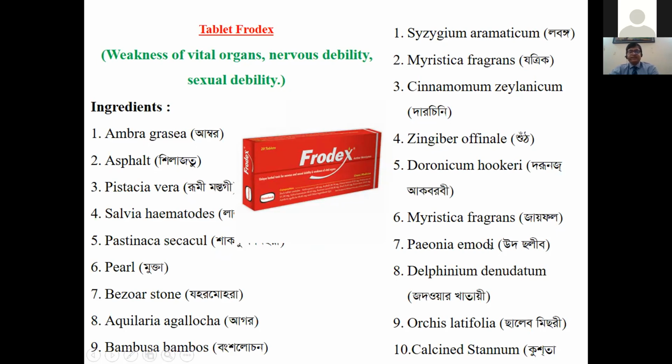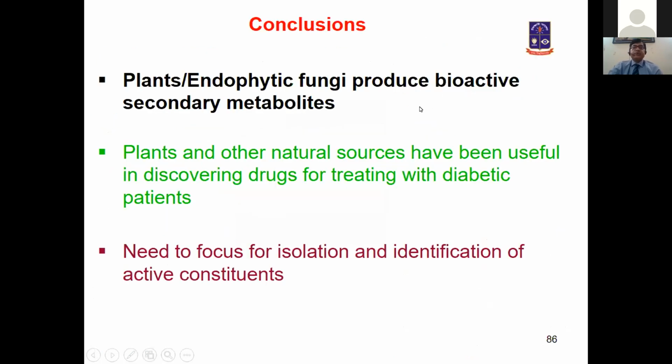So from all this information, we can say that plants, and of course medicinal plants, play an important role in combating different diseases, and they can produce bioactive secondary metabolites, and many plants have been used in drug discovery for treating diabetic patients. Again, we need to focus on isolation and identification of active constituents from anti-diabetic medicinal plants. Still, we have to work more on it.